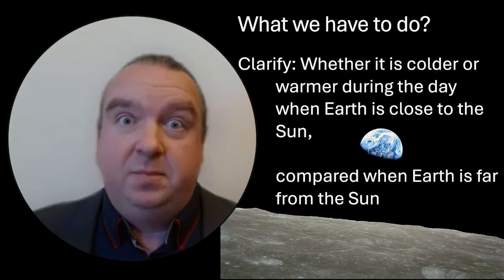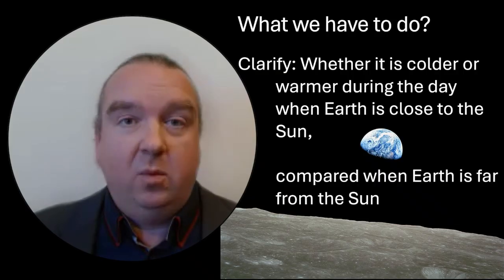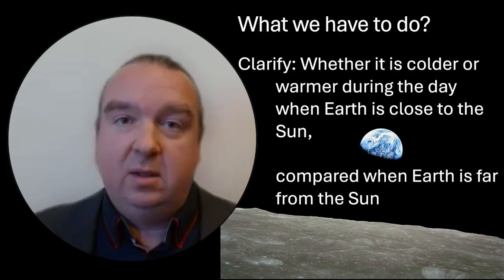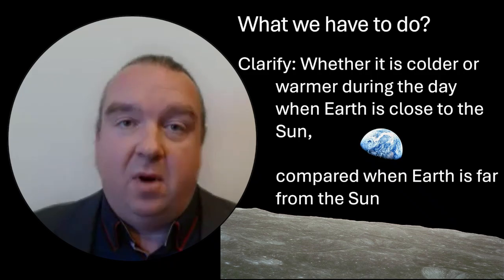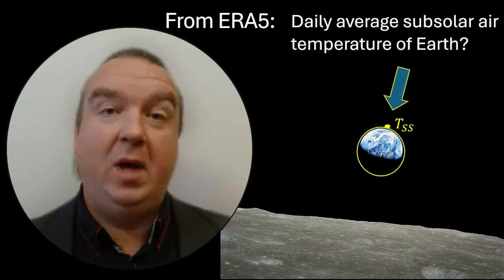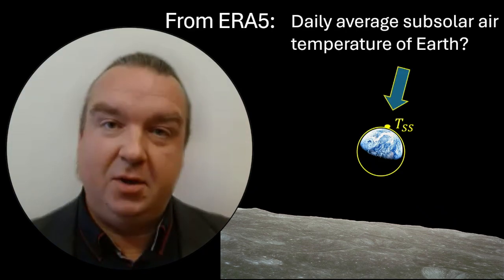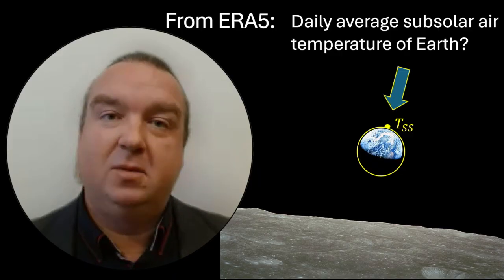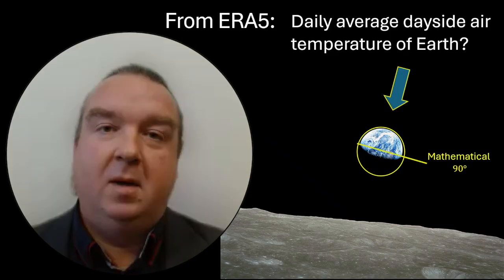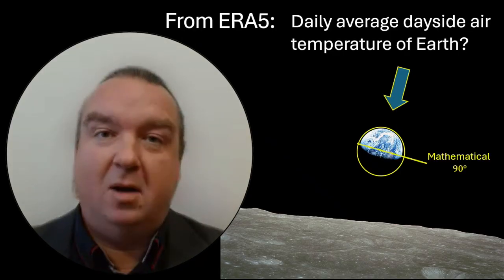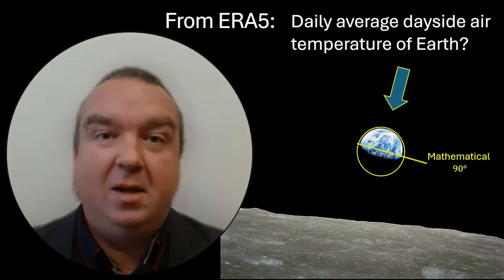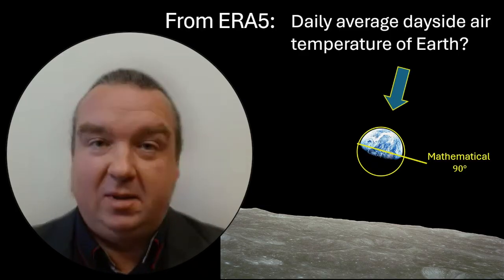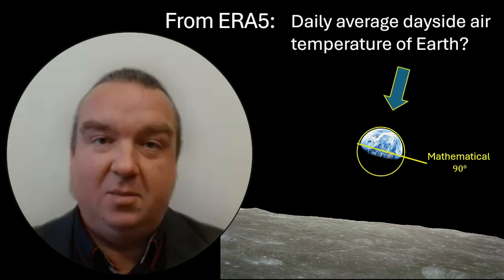What do we have to do? We have to clarify whether it is hotter or colder close to the sun compared to when Earth is far from the sun. We have to count the daily average of the subsolar air temperature to make a goal to count with the functions. And if anybody starts that counting, then please count the daily average temperature of the day side of Earth. At first, the mathematical 90 degrees would be enough for the terminator.